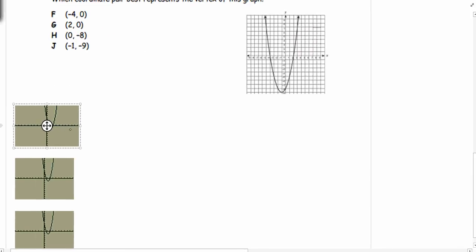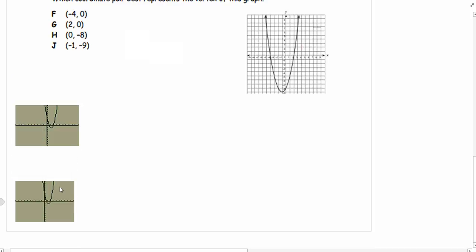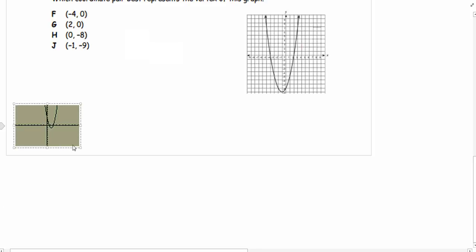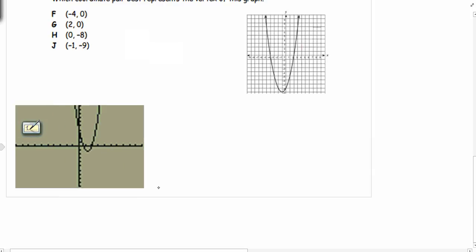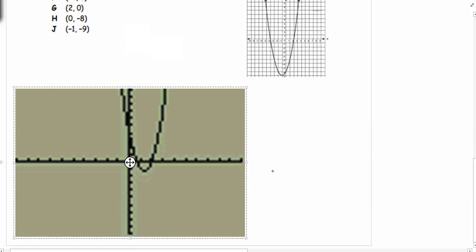I'm having a little difficulty getting it moved over there. Let's see. Well, I'll just do it right here. I'm going to delete that one, delete that one. Alright, so let's make this bigger here. Alright, so I can draw on this.